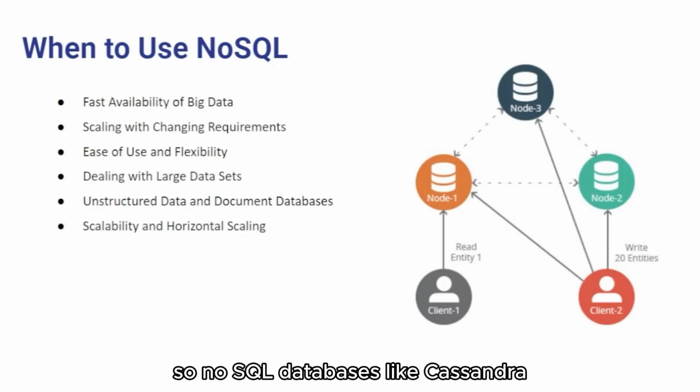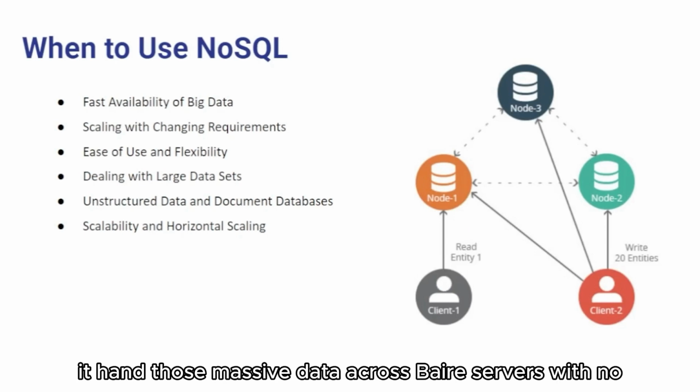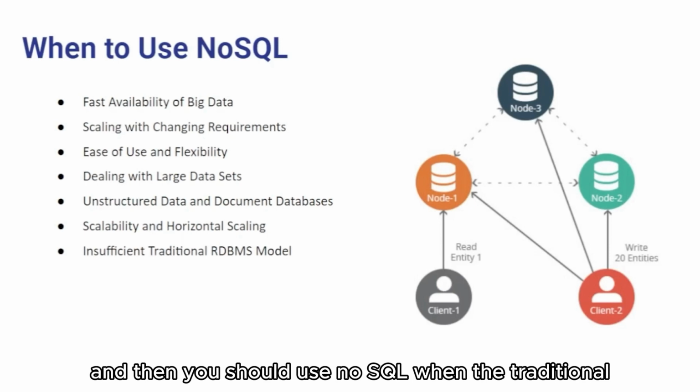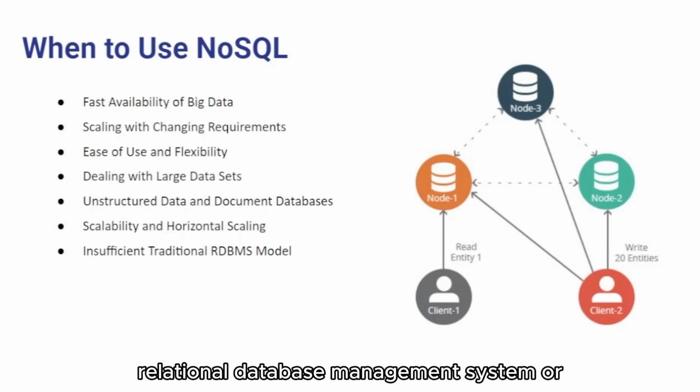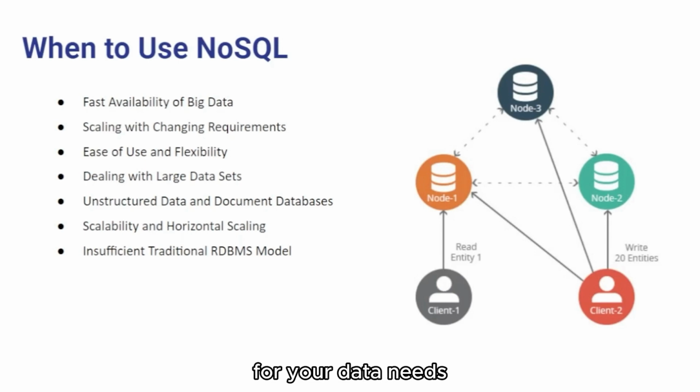So NoSQL databases like Cassandra, which was developed by Facebook, offer scalability and support horizontal scaling. It handles massive data across various servers with no single point of failure. And then you should use NoSQL when the traditional relational database management system, or the RDBMS model, is inefficient or insufficient for your data needs.